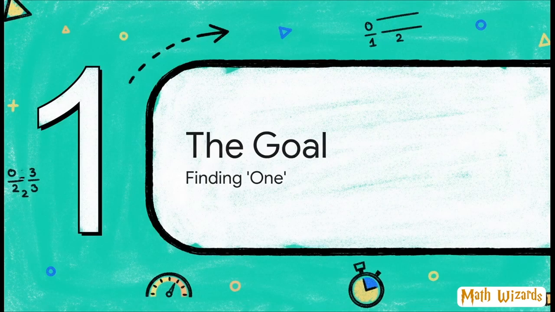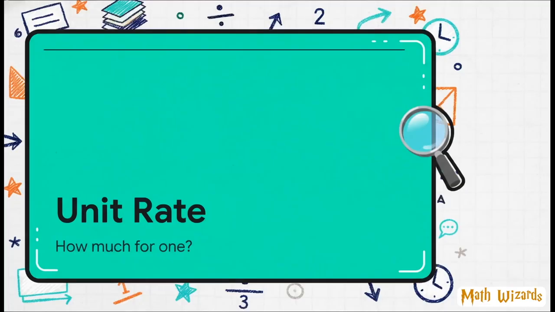Okay, so before we get into the how, let's talk about the what. What are we even trying to do here? The main goal is actually super simple. We're just trying to find the value for one of something. That's it, and it's something you do all the time without even realizing it. And this whole idea, it has a name. It's called a unit rate. And really, all a unit rate is a fancy way of asking how much for just one. It's all about boiling things down to a single, easy-to-understand unit.